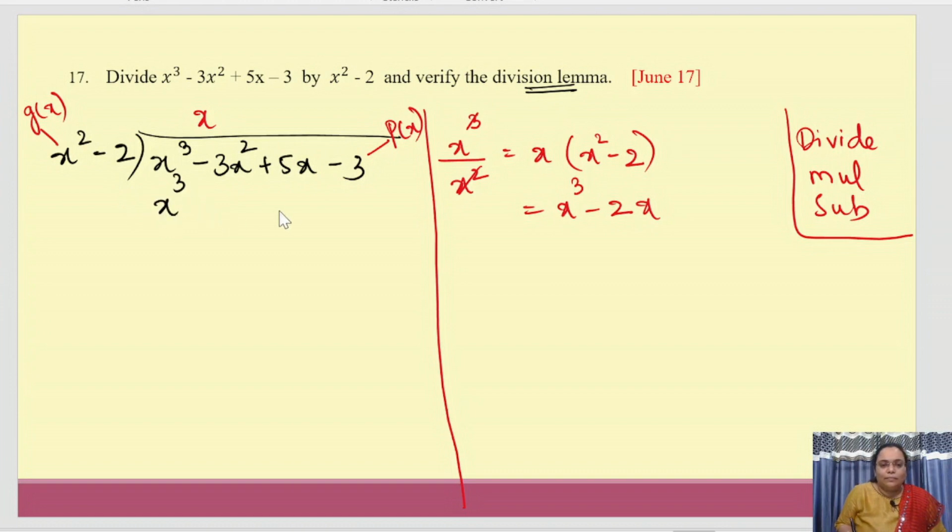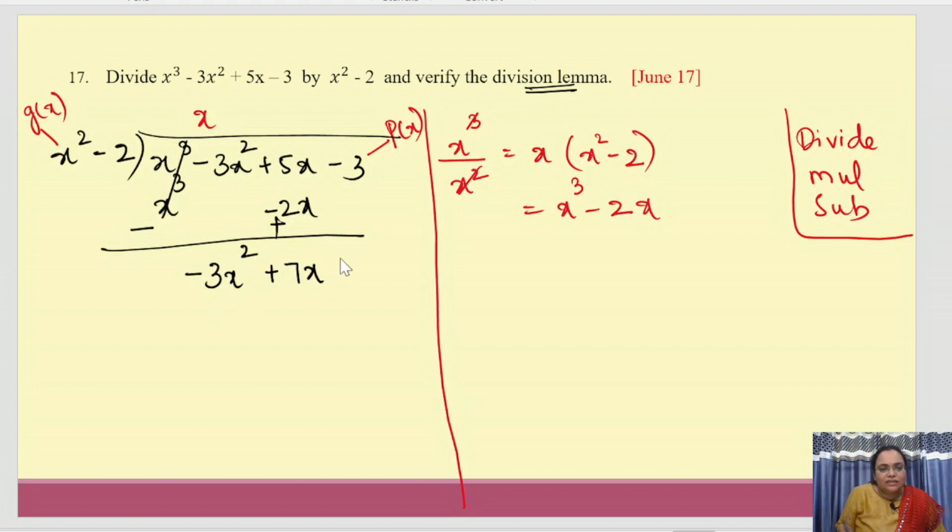X cube minus 2x. If you do not have any x square term, you can take it 0 or you can just leave it blank. Okay. So the next step is subtract. So you will subtract them. This will get cancelled. Here you will have minus 3x square. This is plus 7x and you will take minus 3 down. Okay. Then again follow the same three steps. The first one is divide. You will divide minus 3x square with x square, you will have minus 3. Minus 3 is the next term of the quotient.